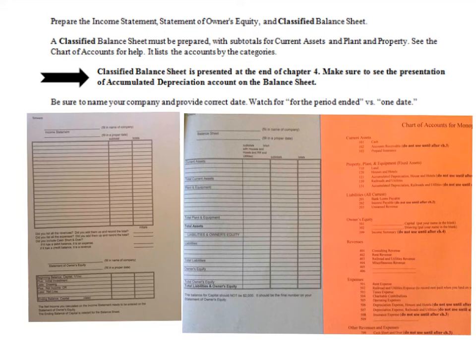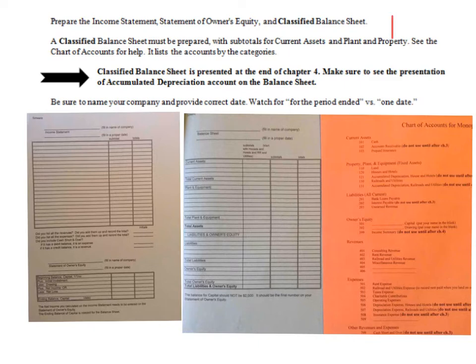Alright guys, you're moving right along and you're ready to prepare financial statements. We need to start with the income statement that is located right here, then statement of equity, and finally your balance sheet. Except this time, if you carefully read, we're requesting for you to prepare a classified balance sheet. Where would you find the information?